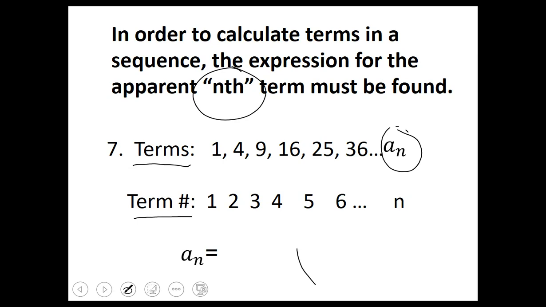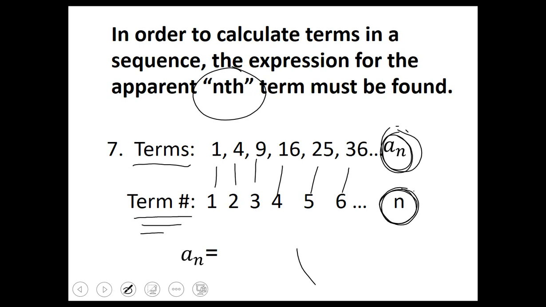Underneath each of the terms, I strongly recommend you write in the term number, and again, assume that we're starting at 1 unless the problem explicitly says otherwise. If you write the term number directly underneath each of the terms, it's really the best way to try to figure out what the relationship is between the term number, which is n, and the formula, which we're going to call A sub n.